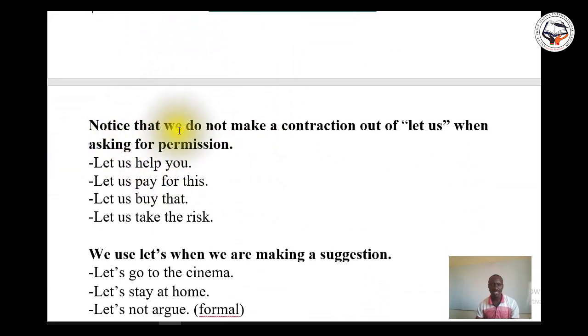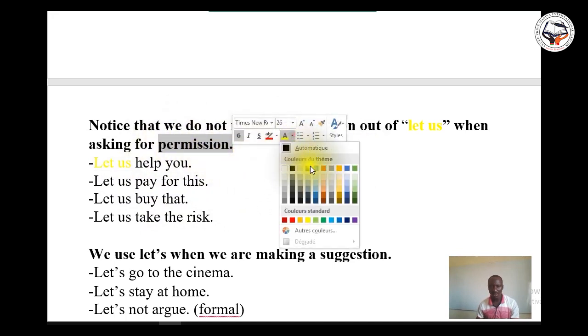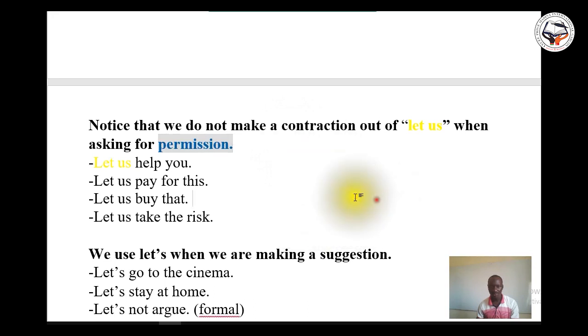Notice that we do not make a contraction out of let us when we are asking for permission. Here we are asking for permission, so we use let us. Let us help you. Let us pay for this. Let us buy that. Let us take the risk.